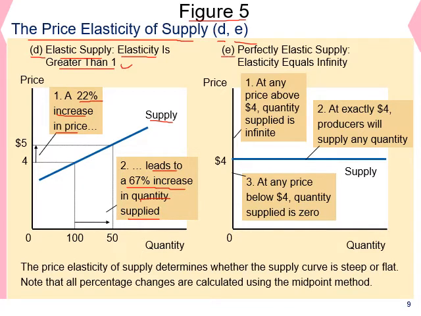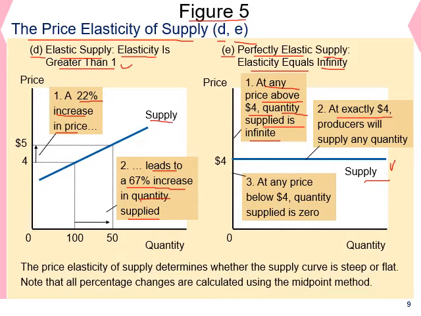Panel E deals with perfectly elastic supply, where the value of the elasticity is equal to infinity. Now, this means that the percentage change of the price equals 0. We have a horizontal supply curve. So at any price above $4, quantity supplied is infinite.